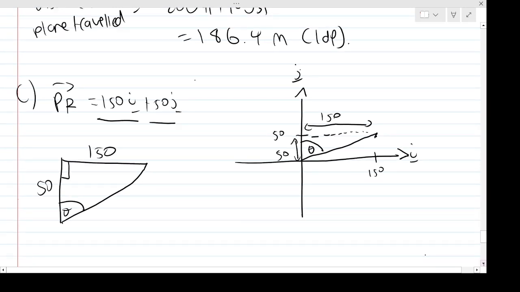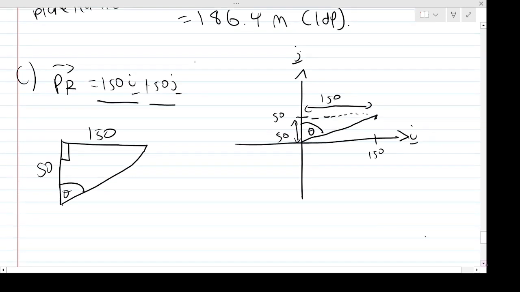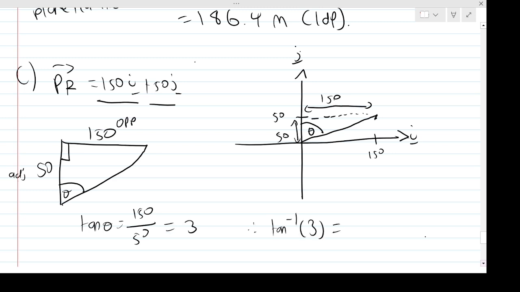At this point we can use a bit of SOHCAHTOA to find theta. Theta is opposite 150 and the adjacent is 50. So tan theta is opposite over adjacent, which is 150 over 50, which goes to 3. So if we do inverse tan of 3, that would be theta. So tan inverse of 3, we get 71.57 degrees to 2 decimal places.